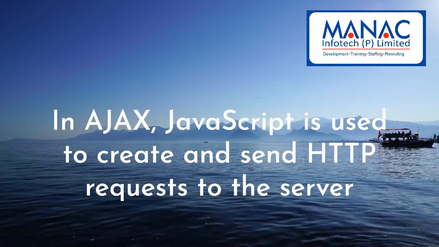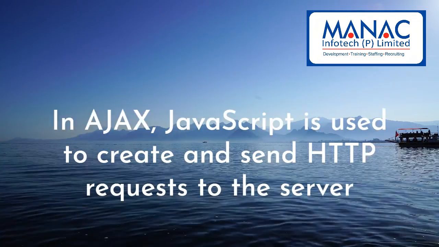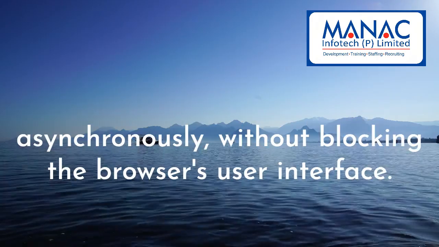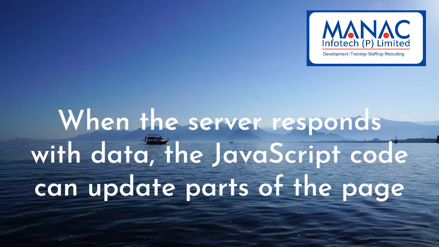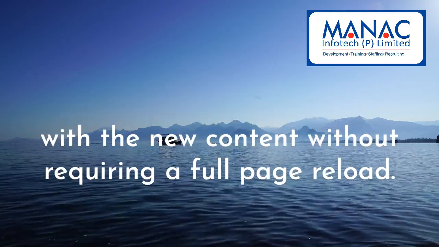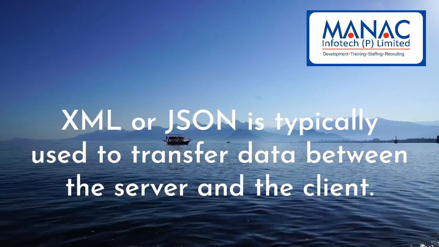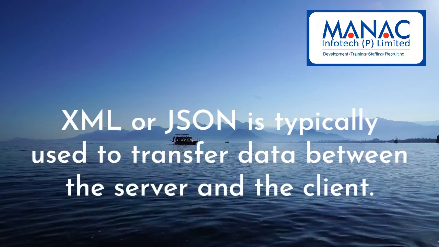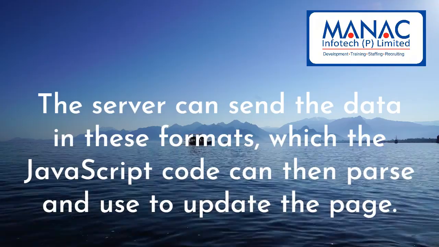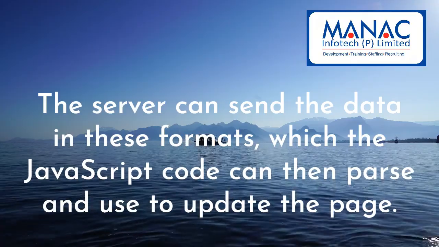In Ajax, JavaScript is used to create and send HTTP requests to the server asynchronously, without blocking the browser's user interface. When the server responds with data, the JavaScript code can update parts of the page with the new content without requiring a full page reload. XML or JSON is typically used to transfer data between the server and the client. The server can send the data in these formats, which the JavaScript code can then parse and use to update the page.